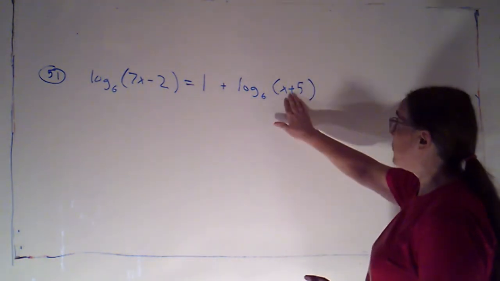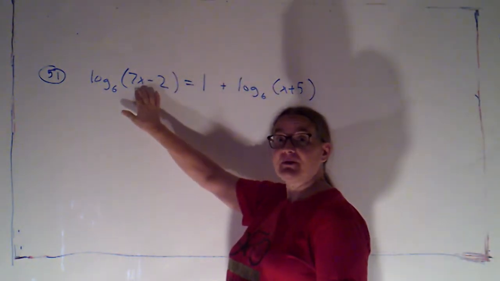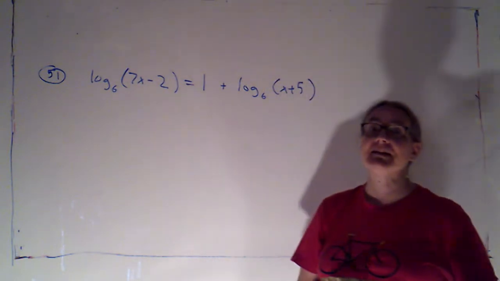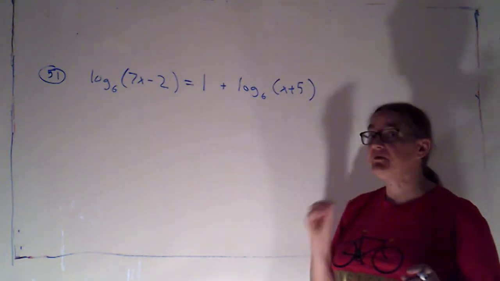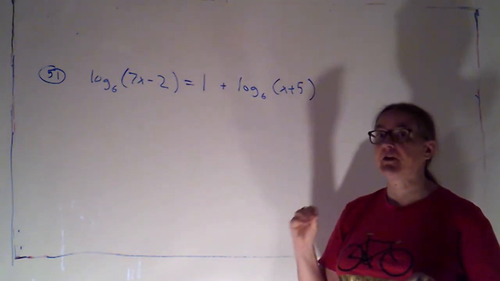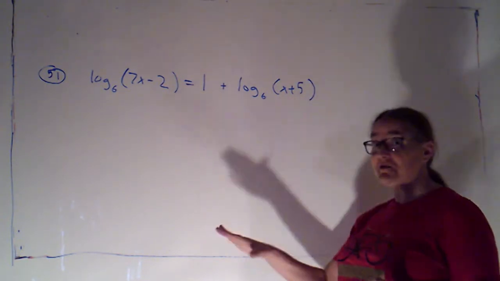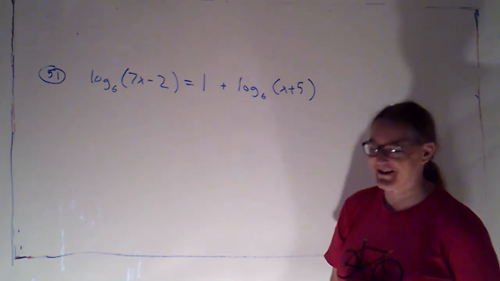First of all, don't forget your arguments have to be positive. I recommend that you write those inequalities at the beginning of the problem. You do need to have them written down. That is part of showing your work that you have checked for things. And if you need to use those to reject some potential answers, make sure you do that.